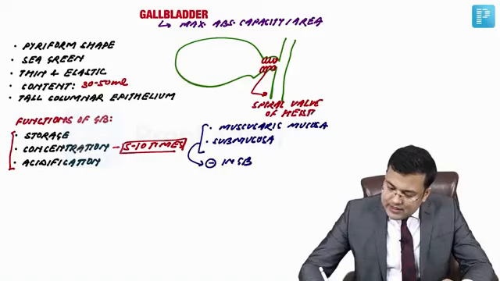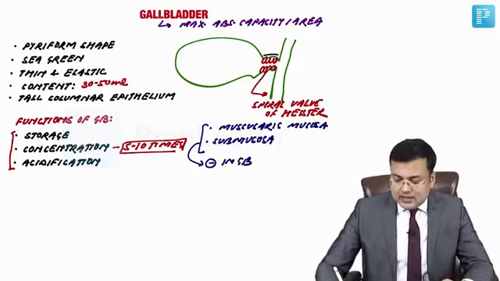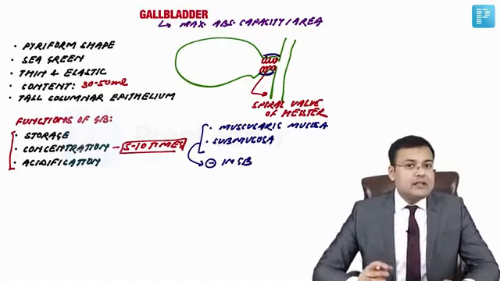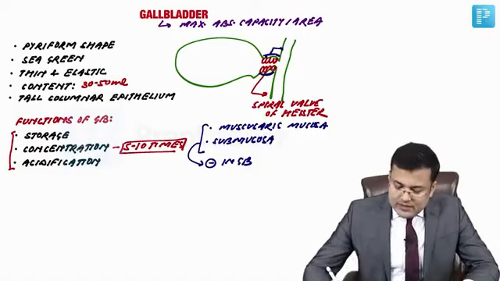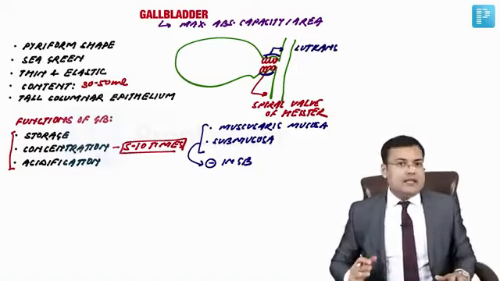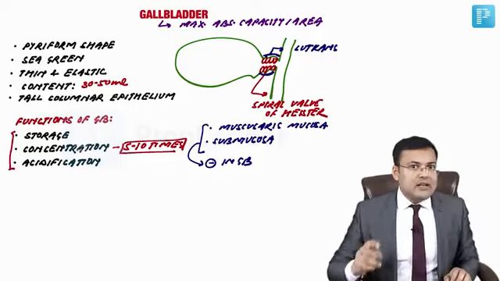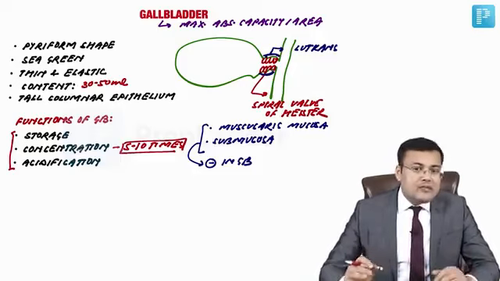One important point. Second, there is an ill-defined sphincter in the cystic duct. What's the name of this sphincter? This is known as sphincter of Lutyens. So two important points: spiral valve of Heister and sphincter of Lutyens. These are not part of the gallbladder. These are part of the cystic duct.